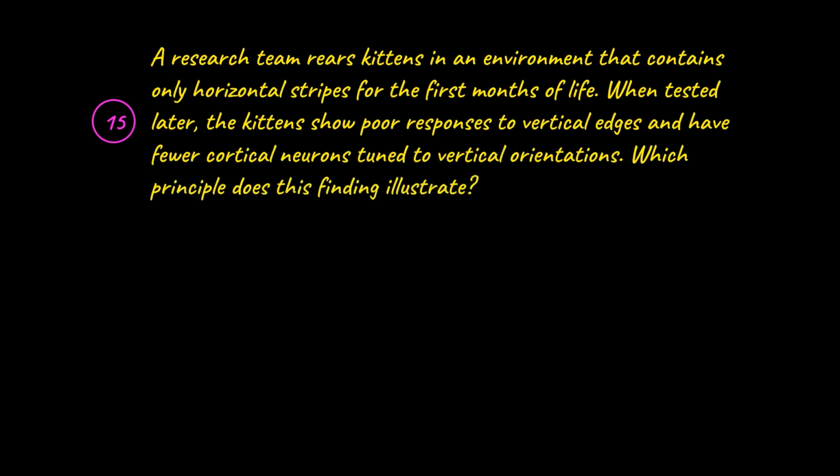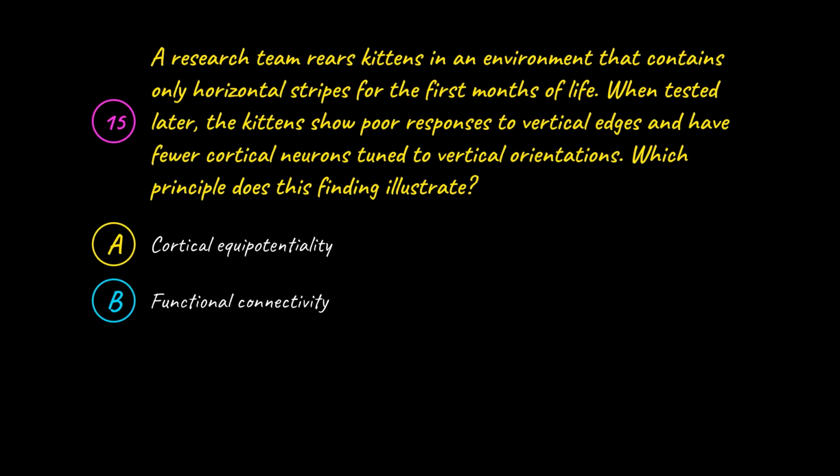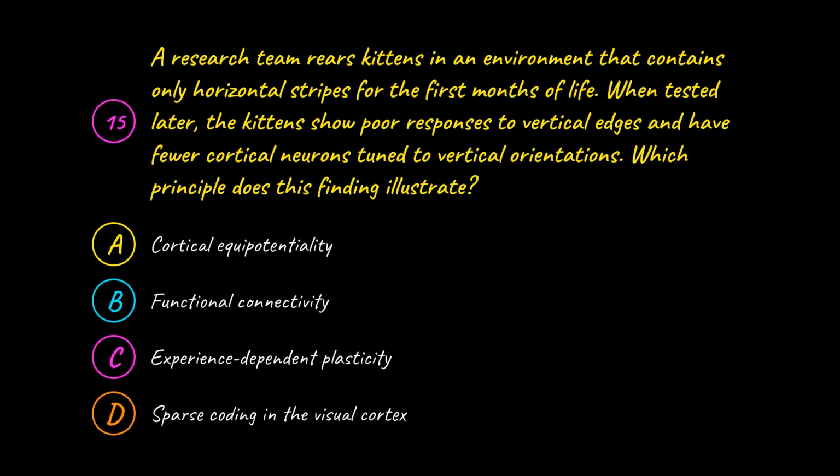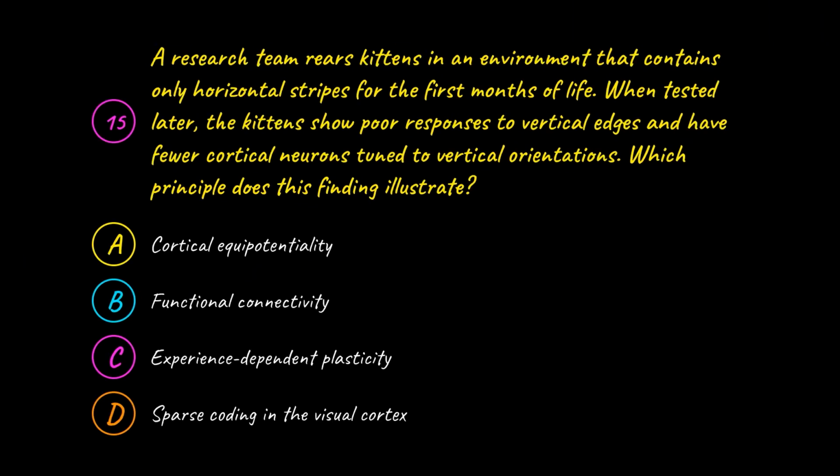Your options are A. Cortical equipotentiality, B. Functional connectivity, C. Experience-dependent plasticity, D. Sparse coding in the visual cortex. Don't overthink it. Which one feels right?